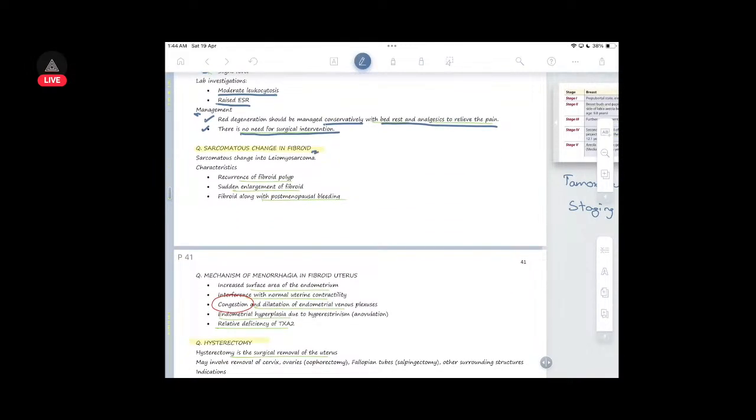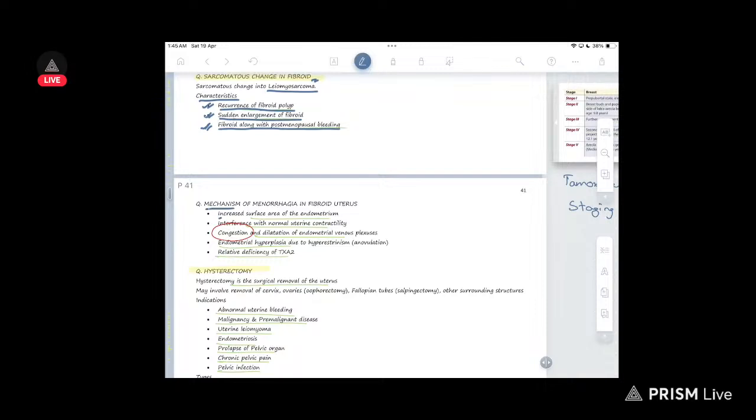Then sarcomatous change in fibroid into leiomyosarcoma can occur. Characteristically, there is recurrence of fibroid polyp, sudden enlargement of the fibroid, and fibroid along with postmenopausal bleeding.